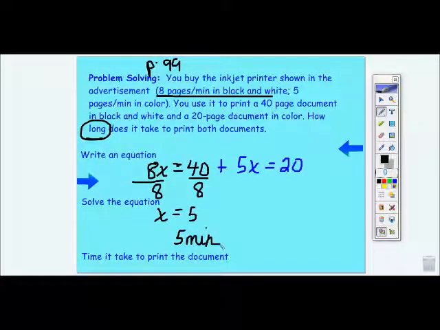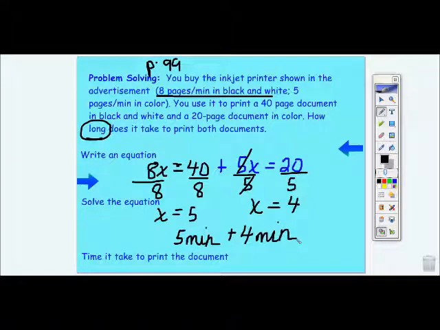Now for the next part, the colored ones, I have 5 times x, so I want to do the inverse, which is division. The 5's cancel each other out. I end up with x, because 5 over 5 would be 1, so I end up with 1x. 20 divided by 5 gives me 4, so that's going to take an additional 4 minutes. So to print both documents, both means addition, it's going to take a grand total of 9 minutes.